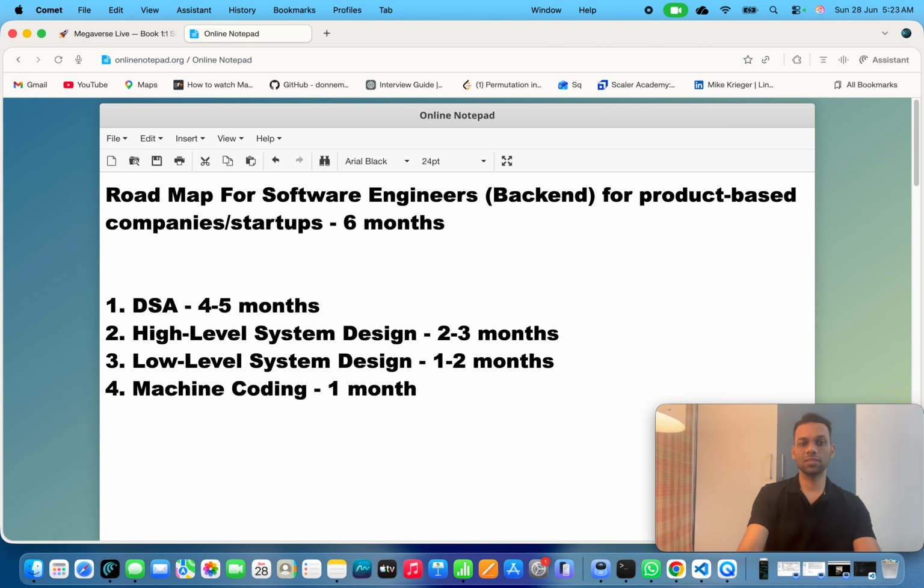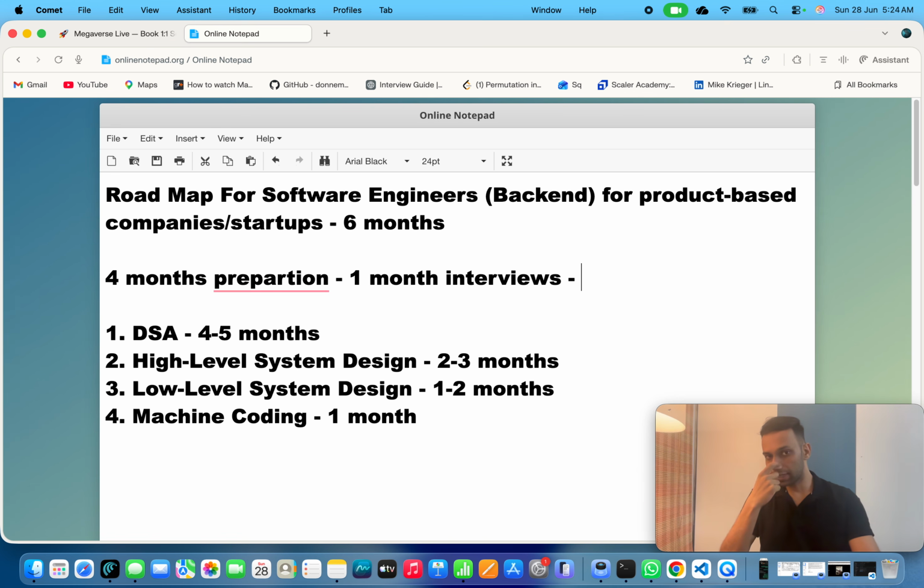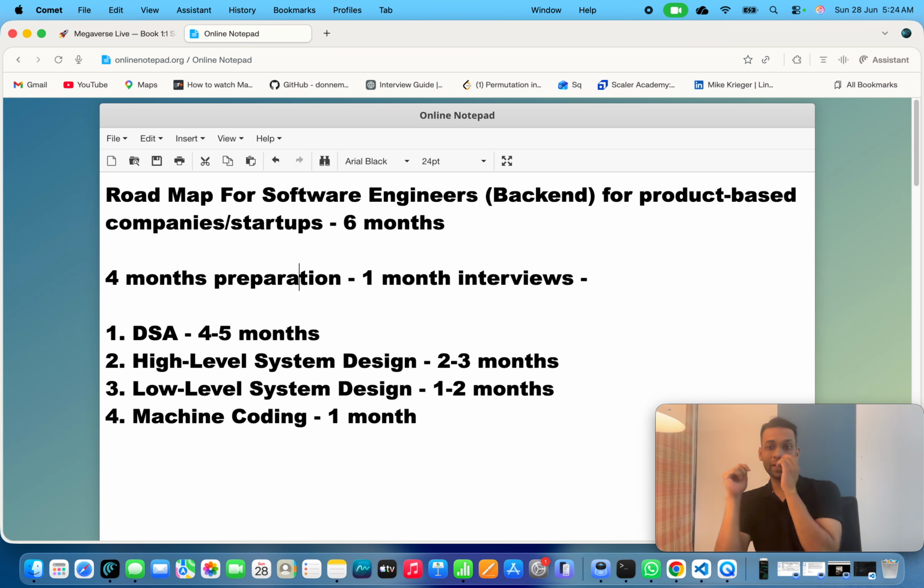So the whole 6 months will be divided into 4 months of preparation, and then maybe 1 month of giving interviews. Once you give interviews, there will be so many things where you start facing, this is what I'm lacking. Maybe communication is a problem, maybe I haven't practiced DSA much, maybe this is my weakness. Those topics you will get to know once you actually start giving interviews.